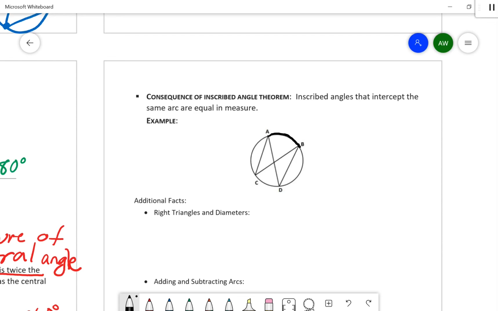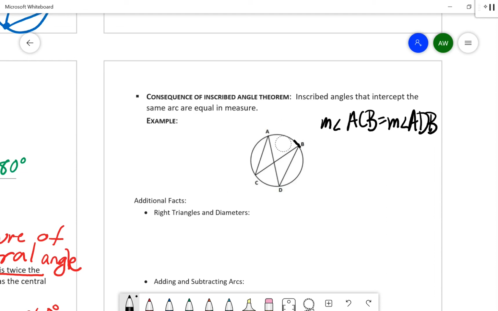Now the important thing about that is if we knew the measure of arc AB, like let's say we knew the measure of this was x, which we know is equal to the measure of the central angle, right? We know that we would divide x by 2 to get either of the intercepted angles. So that means that the angles are equal in measure. So let's just write that down so that we can use it later, right? This means that the measure of angle ACB is the same as the measure of angle ADB.